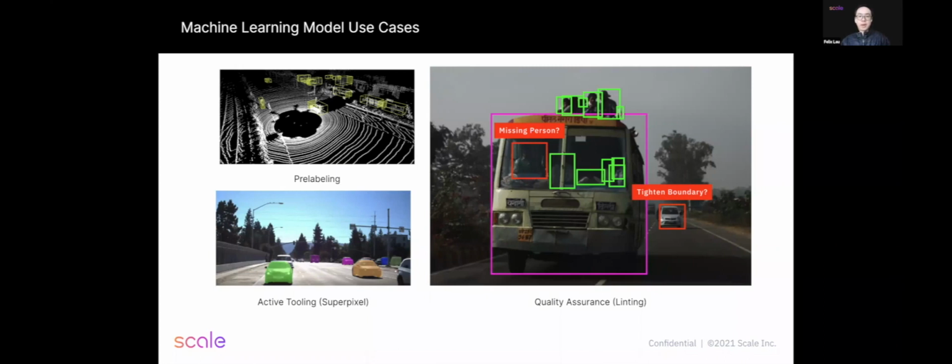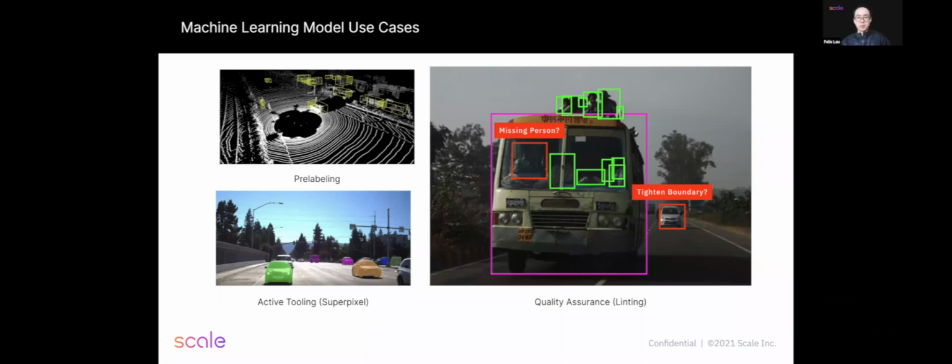First, in the top left is pre-labeling. In this example, you can see a point cloud bounding box task. We provide high confidence detection outputs to our labelers such that our labelers only need to modify the model outputs and correct any mistakes instead of annotating the point cloud from scratch. Second, in the bottom left is active tooling. Labelers can work with the intermediate outputs of the model to speed up annotation. For example, in semantic segmentation, we provide labelers superpixels, which group similar pixels together so that labelers don't have to label each pixel separately and can instead use these superpixels to speed up the annotation process.